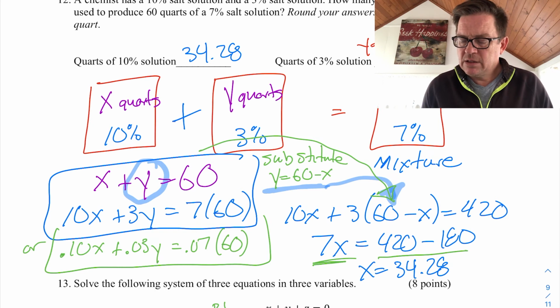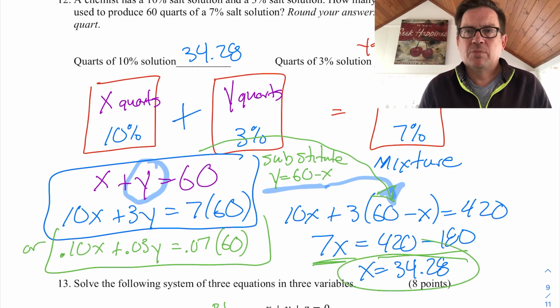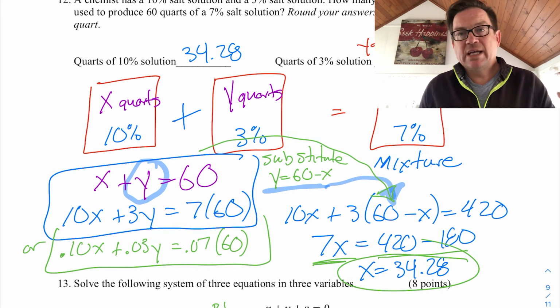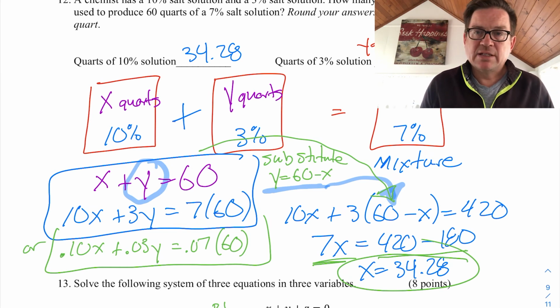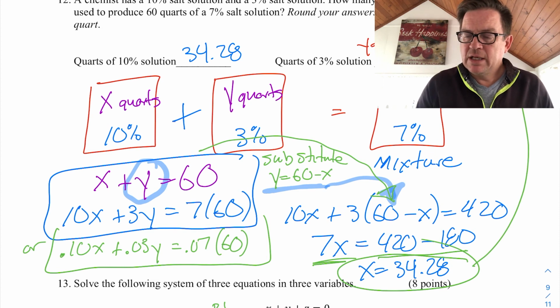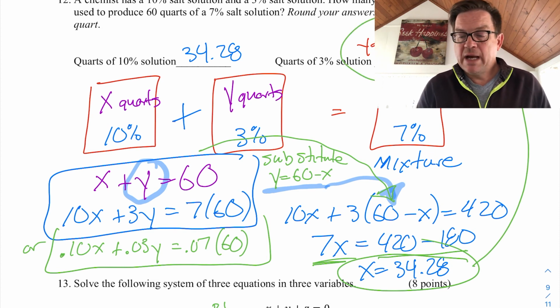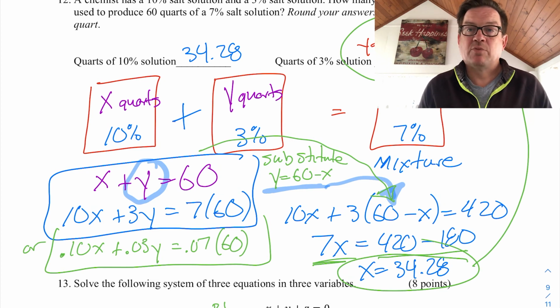And that equals 420 minus 180, and I can solve, and x is 34.28. So once I get one value of x, that's my 10% solution, I can plug it into the other equation to go back and find my value for the other variable, y, which in this case is 25.72 quarts.